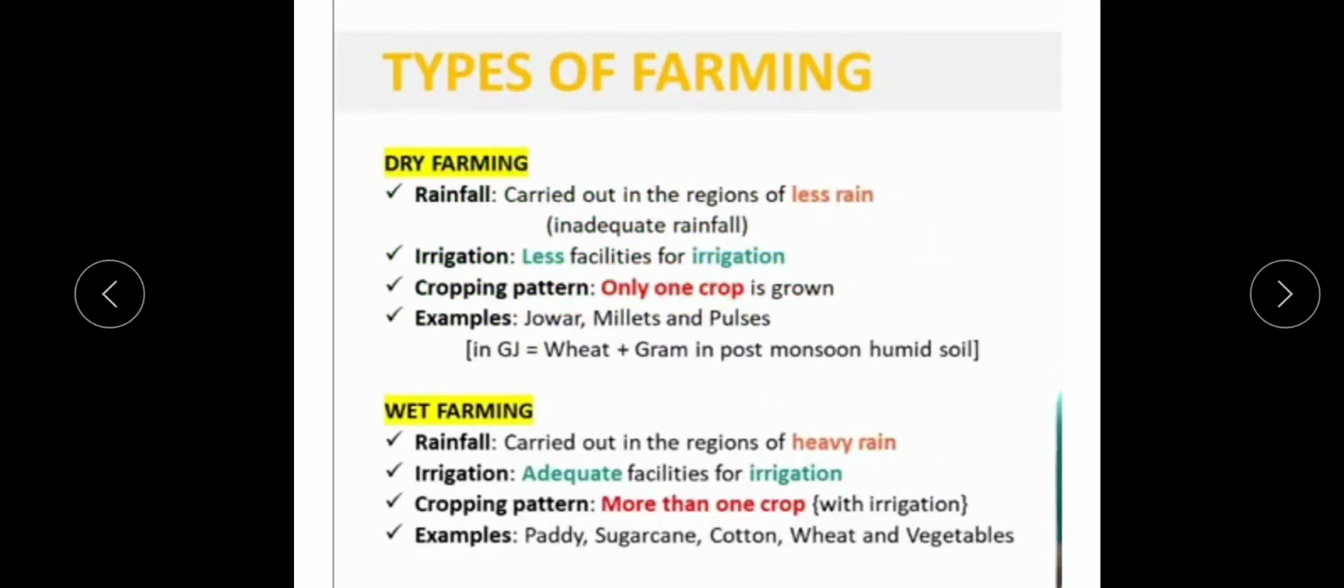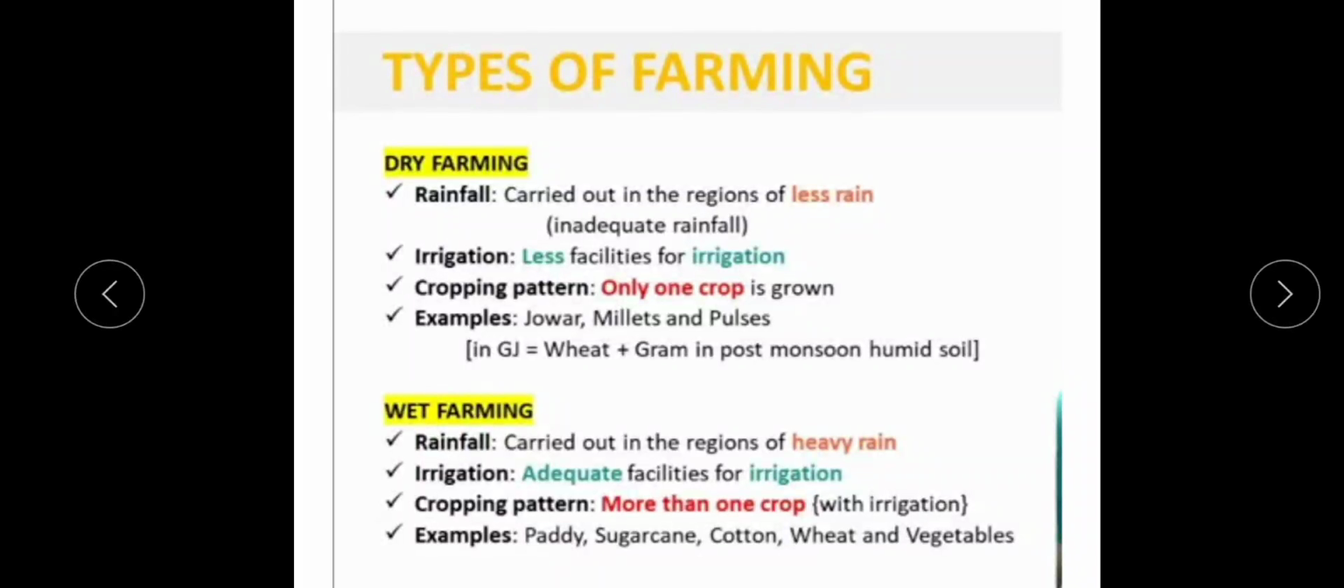Now moving on to the next, that is dry farming and wet farming. Talking about dry farming, the farming is done by using the moisture accumulated within the land. Therefore, it is known as dry farming. Dry farming is the farming which is usually done by using the moisture accumulated within the land, and therefore it is called dry farming.